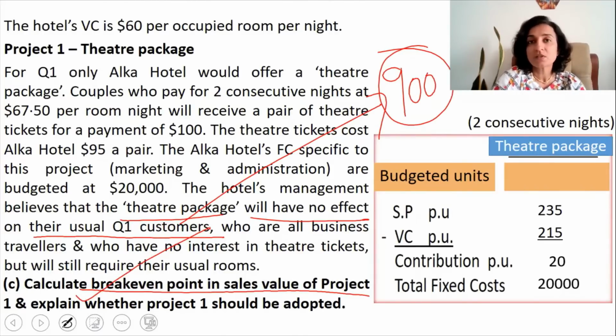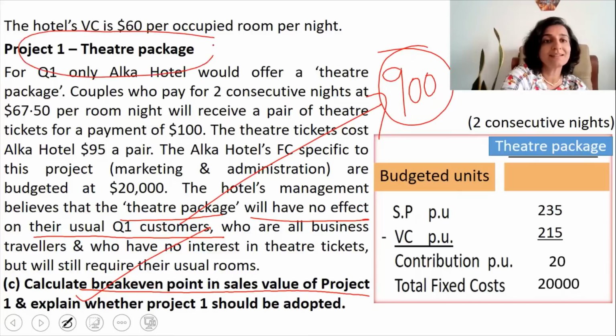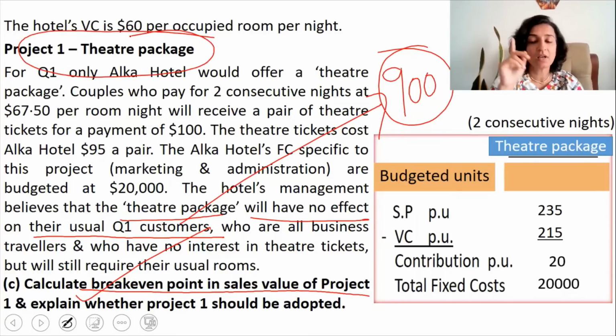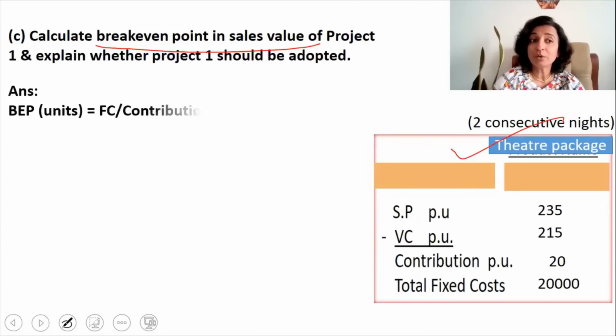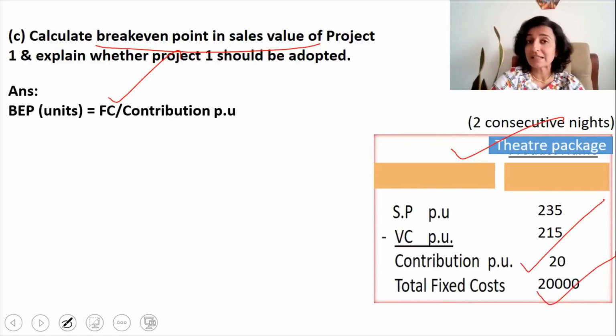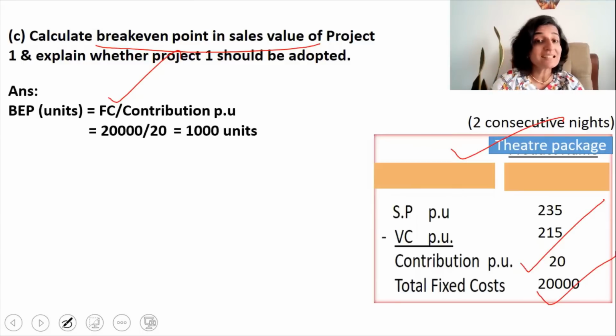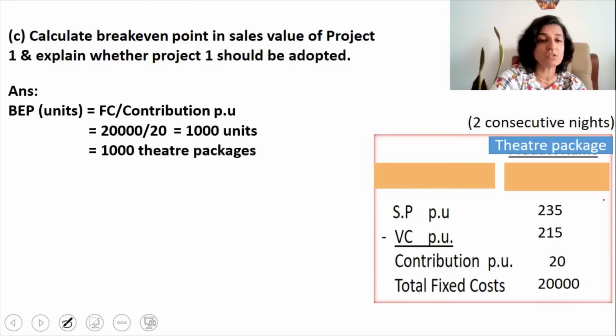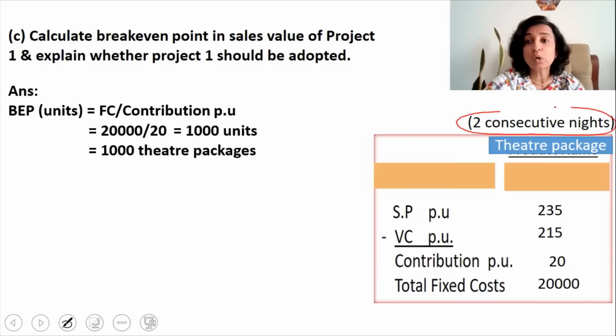Now, calculate the break-even point in sales value of project 1 and explain whether project 1 should be adopted. So they are asking you whether project 1, that is a theater package, should be adopted. So first we will calculate the break-even point. So what is a break-even point in units? Break-even point in units is given by fixed cost divided by contribution per unit. Fixed cost is $20,000 and contribution per unit is $20. So the break-even point in units is 20,000 divided by 20 or 1,000 units. Please note 1,000 units is 1,000 theater packages. Theater packages means 2 consecutive nights.